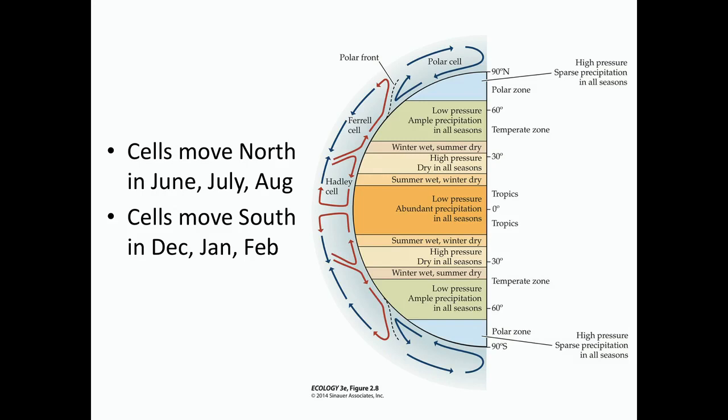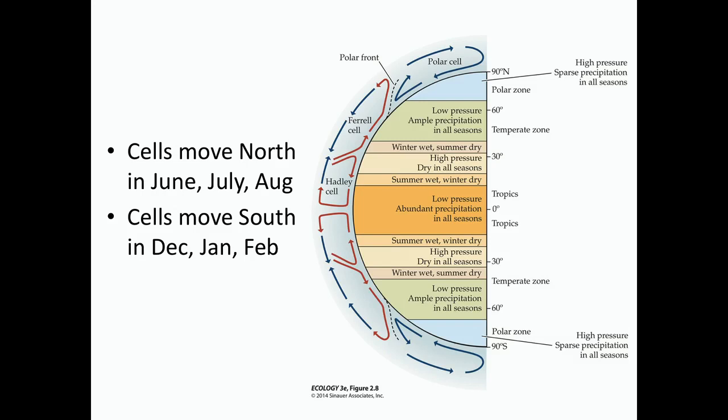So we end up with these patterns where we have a band that's always wet right around the equator. We have bands just north and south of the equator that have a wet and a dry season. And then if we go a little bit further north and south, we have bands that are always dry. And those bands repeat themselves as we go further north and further south. Okay, so this is what influences large-scale climate.